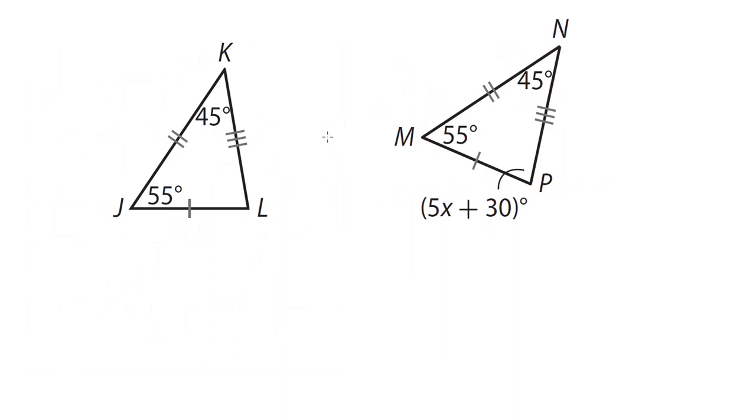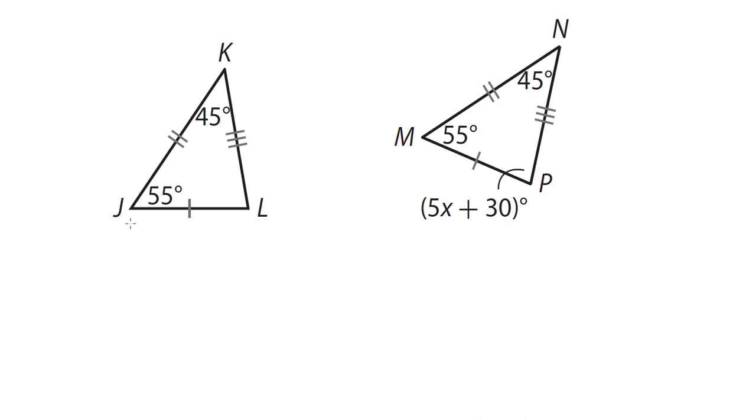All right, so in this example here, we need to find the value of the variable x that will make both of these triangles congruent. So we need to make sure that all other corresponding parts are congruent. So we can see here that JL and MP are both marked with 1 bar. They are corresponding and congruent. JK and MN are both marked with 2 bars. They are corresponding and congruent. KL and NP are both marked with 3 bars. They are corresponding and congruent.